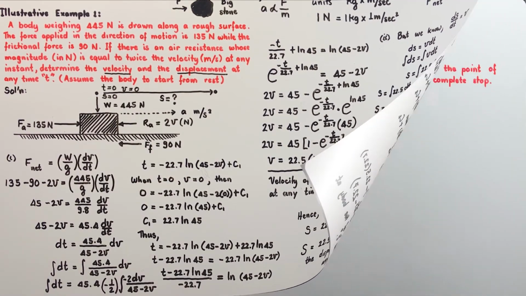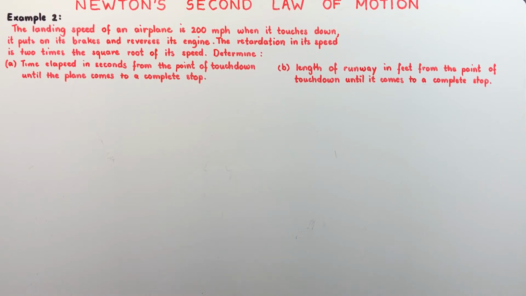Now let's proceed to our second example here. The landing speed of an airplane is 200 miles per hour when it touches down. It puts on its brakes and reverses its engine. The retardation in its speed is 2 times the square root of its speed. Determine first the time elapsed in seconds from the point of touchdown until the plane comes to a complete stop. And then next, determine the length of runway in feet from the point of touchdown until the plane comes to a complete stop.